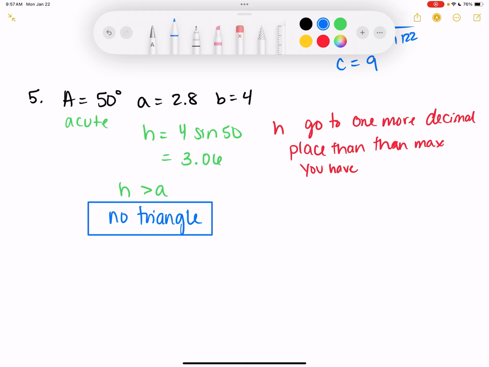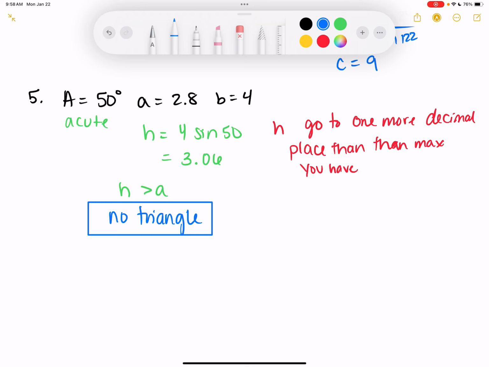Now, I tell you to go out to one more decimal place because sometimes we have this scenario where they're equal, okay? And so there's been times before where it'll say A is 2.8, like that. But when I find H comes out to be like 2.82, okay? Those are not equal. Okay, that changes what that is. 2.82 is bigger than 2.8.